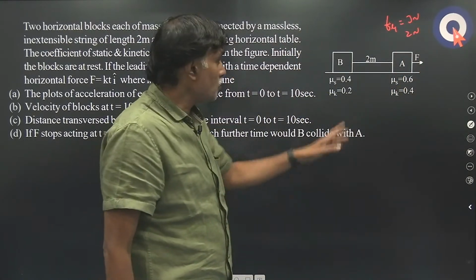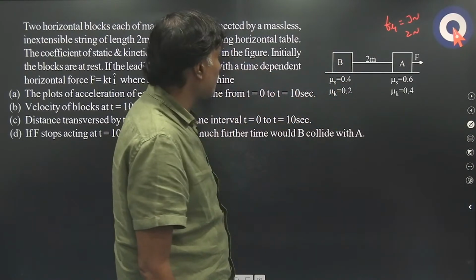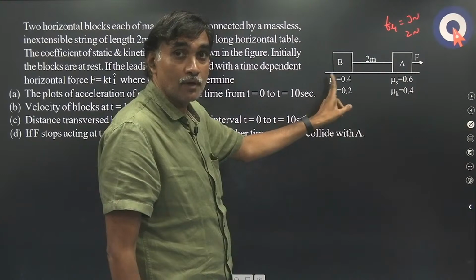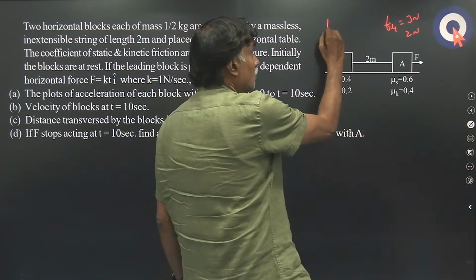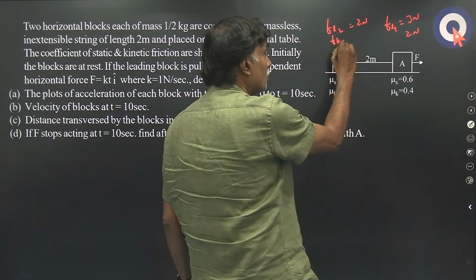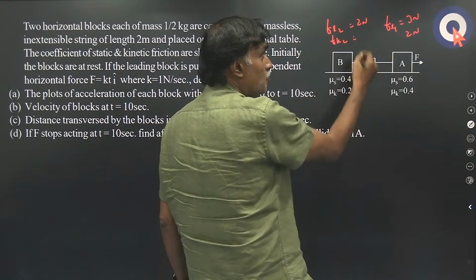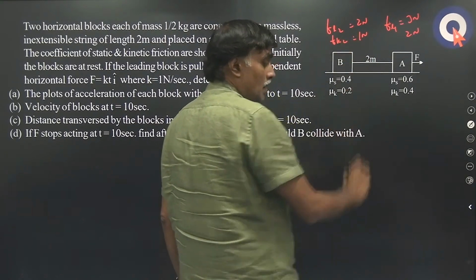Now here, what is the normal force? 5 Newton only, because both blocks are half kg. Then what is the limiting friction? 5 into 0.4, that is 2 Newton. And what is the kinetic friction? It is 1 Newton. 5 into 0.2, that is 1 Newton.